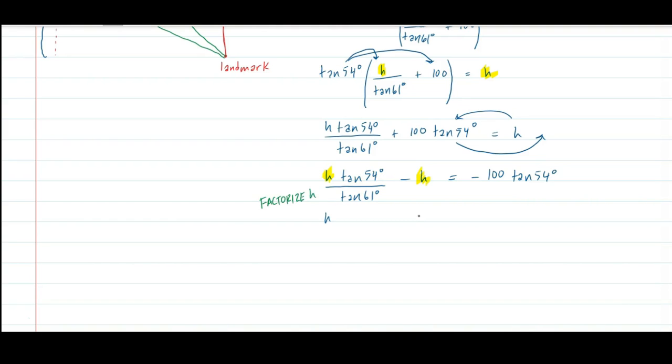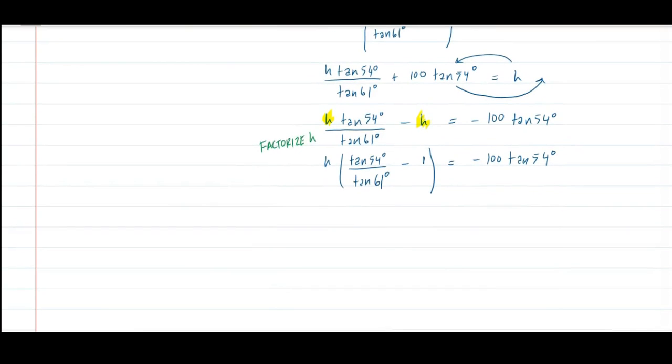So you factorize out the h, and when you do something like that, you end up with the tan of 54 degrees, tan 61 degrees. Remember, this is all going to go in a calculator. Here it becomes a minus 1. And on the right side, you have negative 100 tan of 54 degrees. Now, to solve for h, the last thing that we need to do is divide on both sides by that monstrosity right there. Okay, divide by this on both sides.